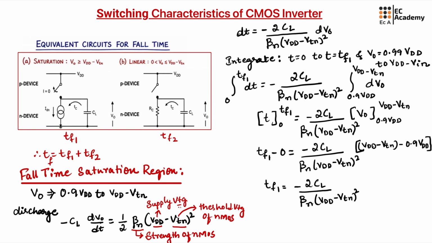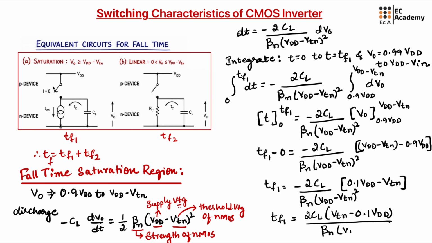Now if we simplify this term, we will get 0.1 VDD minus VTN. Now if we multiply this negative term along with this term, we will get the numerator, so TF1 will be equal to 2CL into (VTN minus 0.1 VDD) divided by beta n into (VDD minus VTN) whole square. So this is the fall time for the saturation region.